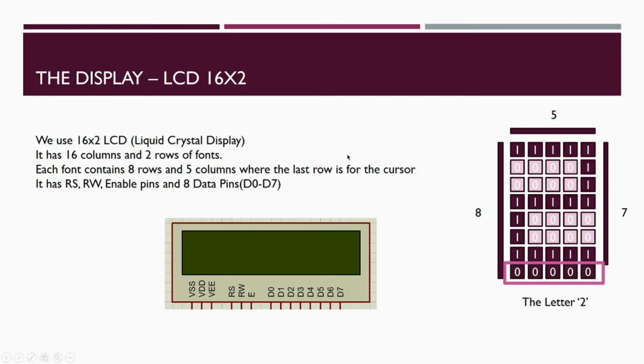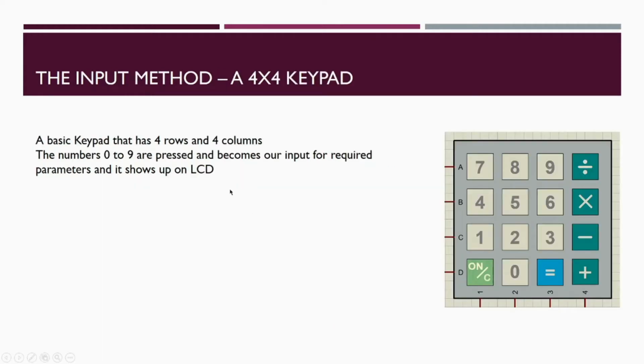It has 16 columns and 2 rows of 4 fonts. Each box contains 8 rows and 5 columns, where the last row is for the cursor. It has RS, RW, enable pin and 8 data pins D0 to D7. For input, we use a basic keyboard that has 4 rows and 4 columns. Our numbers are taken as input from it.